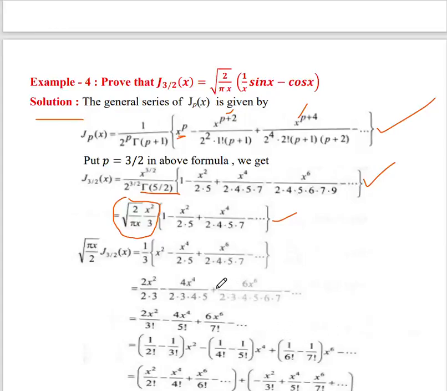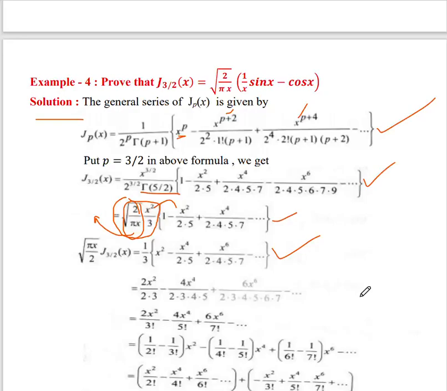Now we will transfer this term to the left hand side. So this can be written as root pi x upon 2 J 3 by 2 of x equal to, okay, only we will shift this term, root 2 upon pi x. So here will be only remaining, so multiplying x square to this term, so 1 by 3 as it is, x square, x to the power 4, x to the power 6 and so on. So we will get these steps.